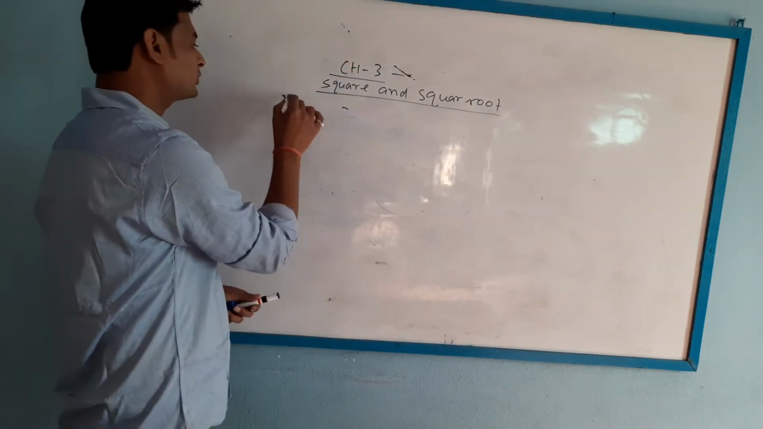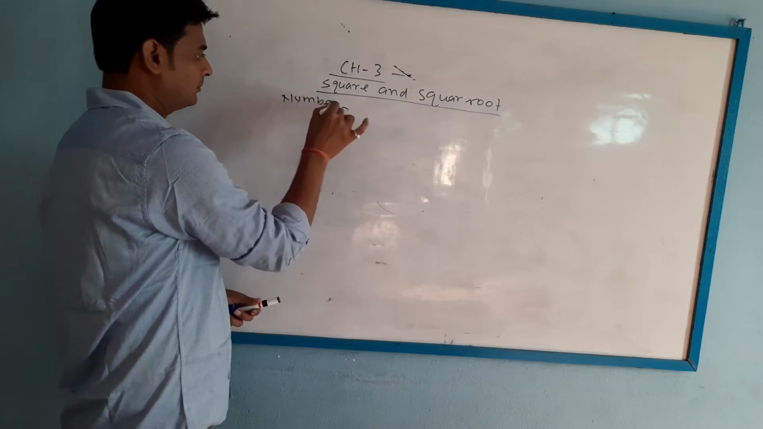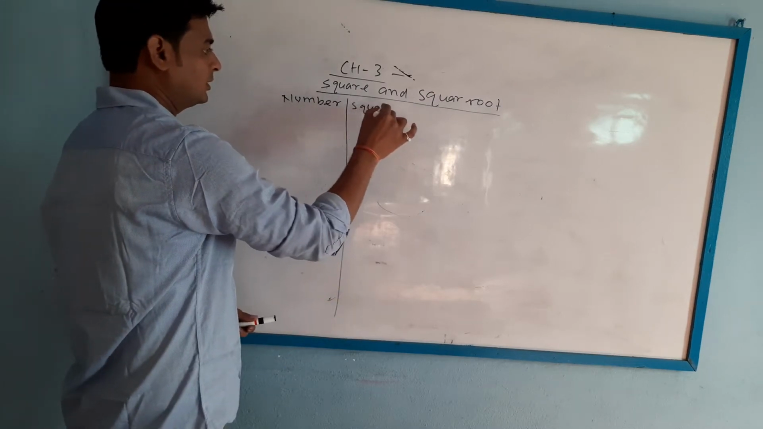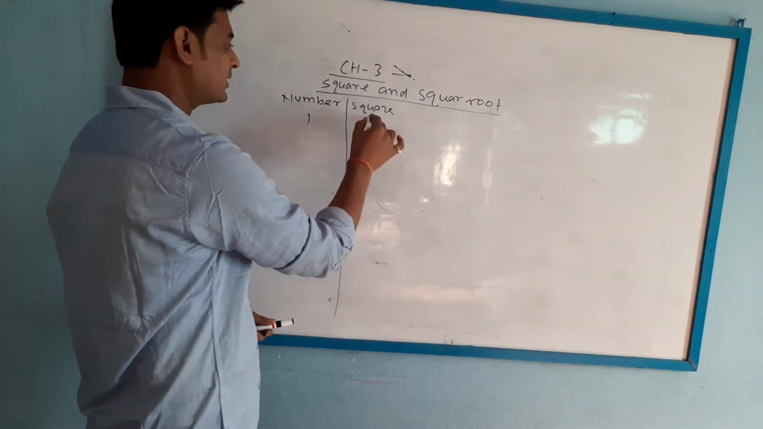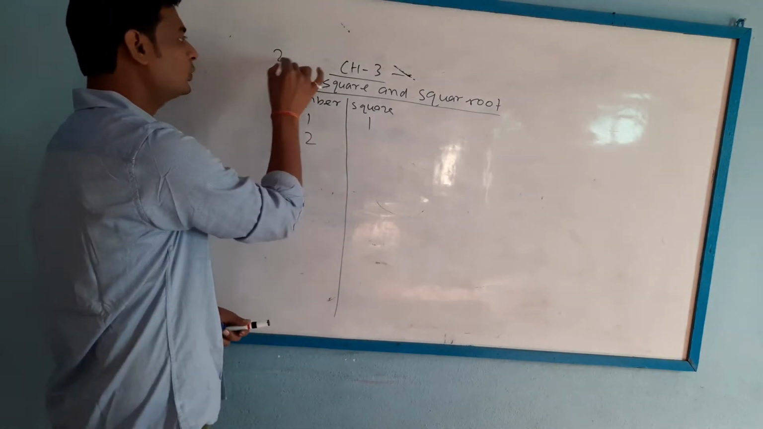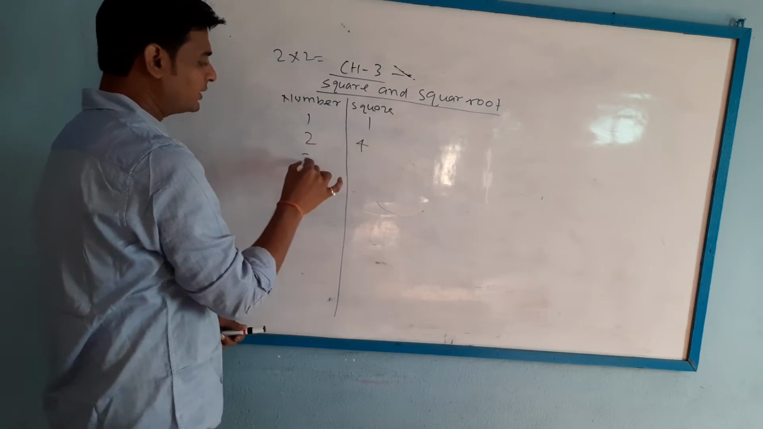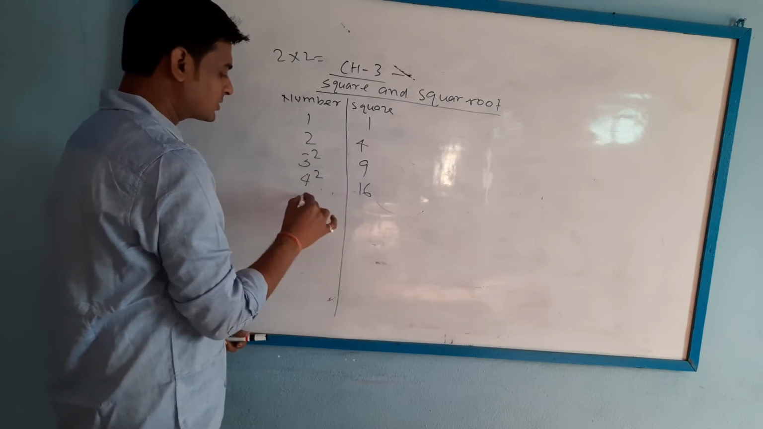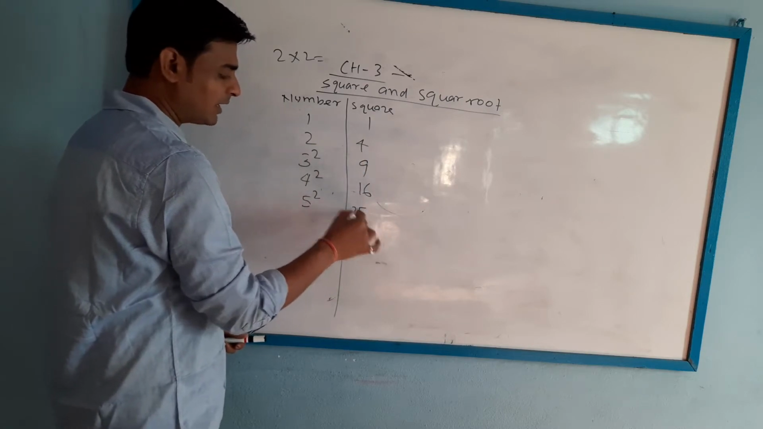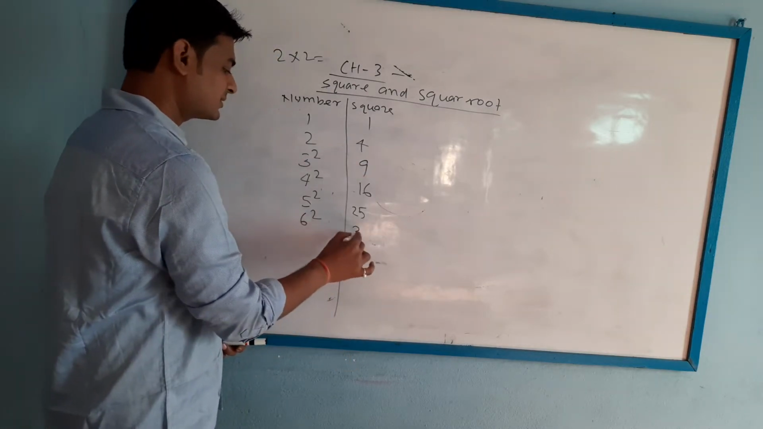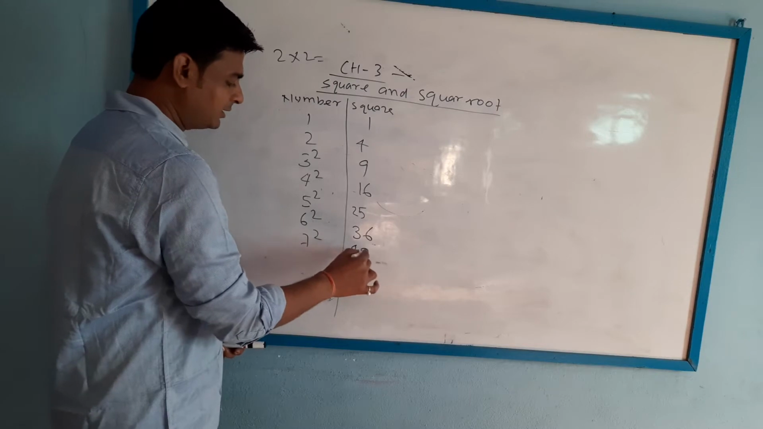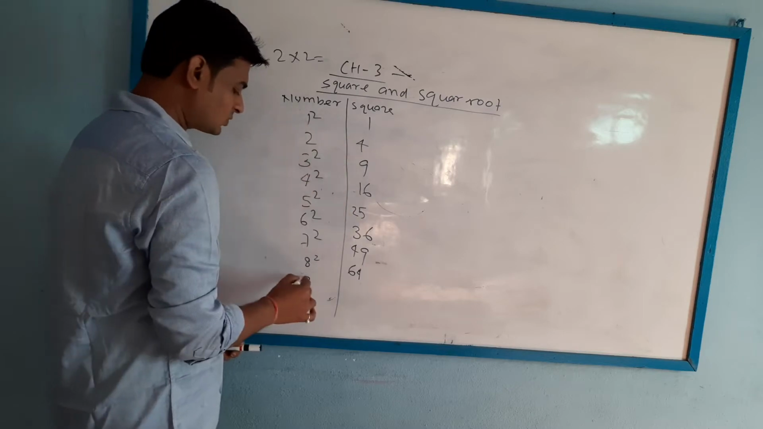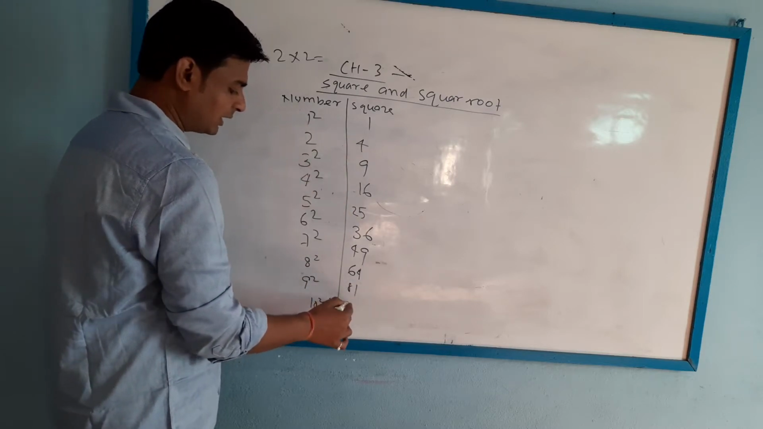So we have to remember the squares of numbers up to 30. The square of 1 is 1. The square of 2 means 2 into 2 equal to 4. The square of 3, 3 into 3 equal to 9. The square of 4, 4 into 4 equal to 16. The square of 5, 5 into 5, 25. 6 square is 36. 7 square is 49. 8 square is 64. 9 square is 81. 10 square is equal to 100.